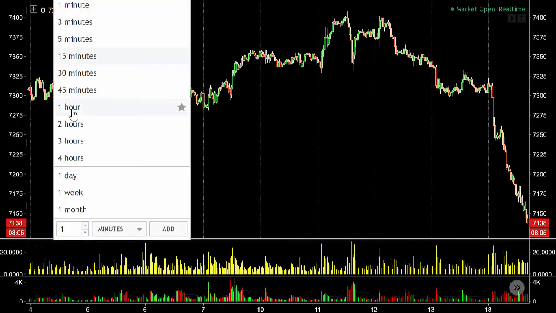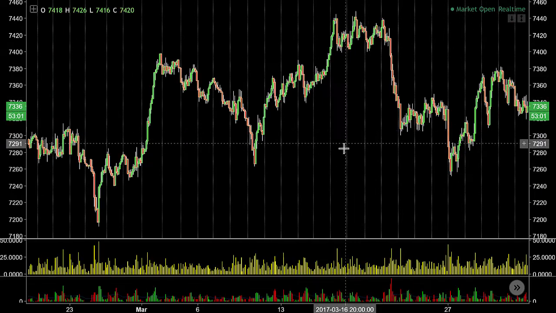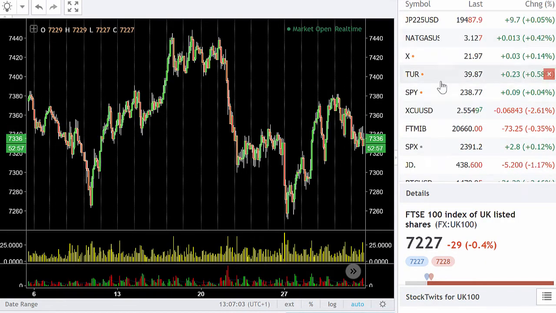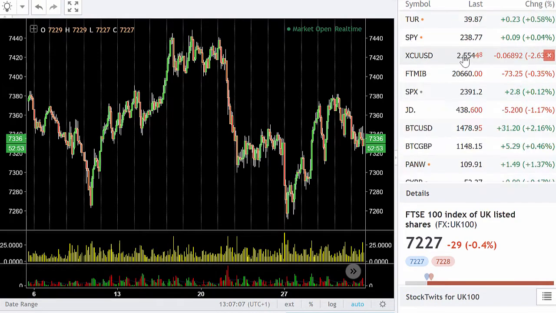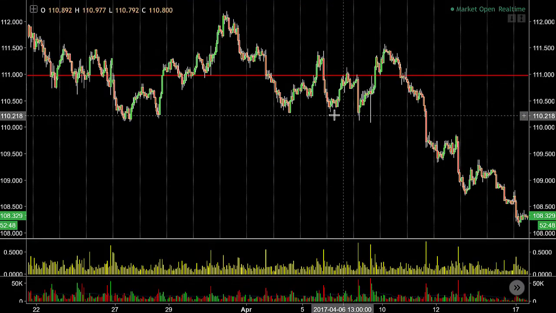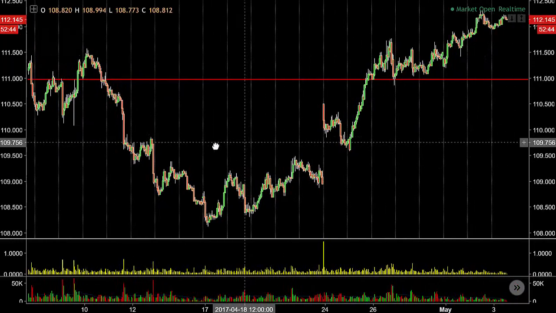So let's look at some higher time frame stuff. We've got here an hourly chart on the foot. So you know what? Let's mix it up a bit. Let's go crazy and go with something like US dollar JPY. Where are you, sir? I think you're at the top. There you go. Thank you. So now we can see what's going on with the US dollar yen.